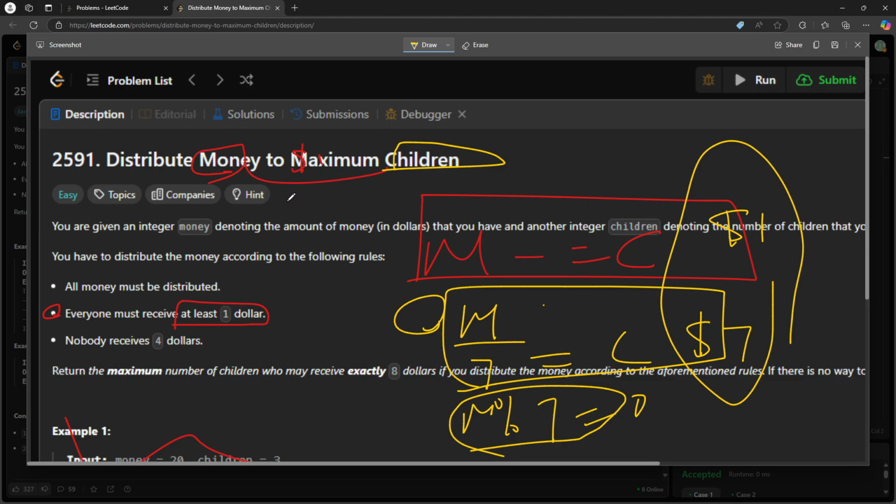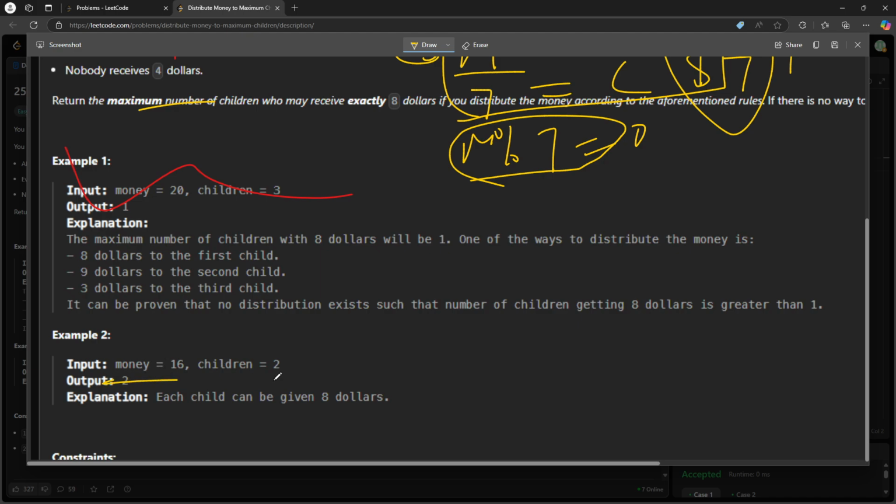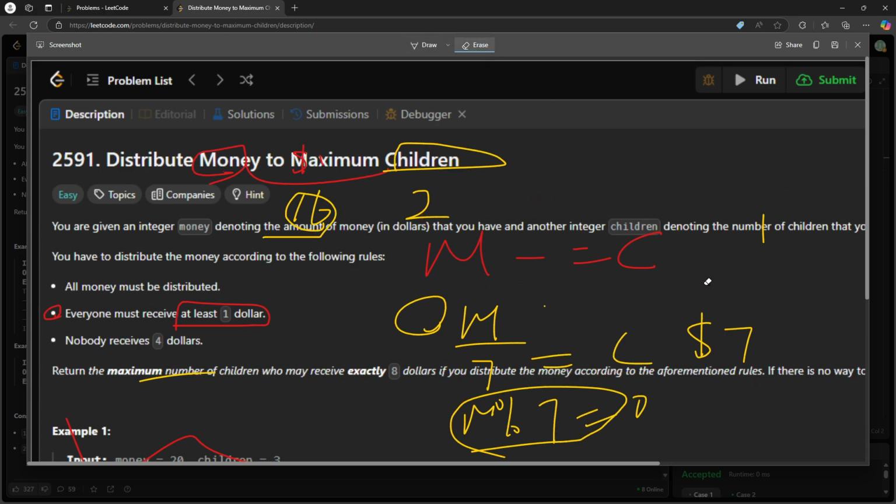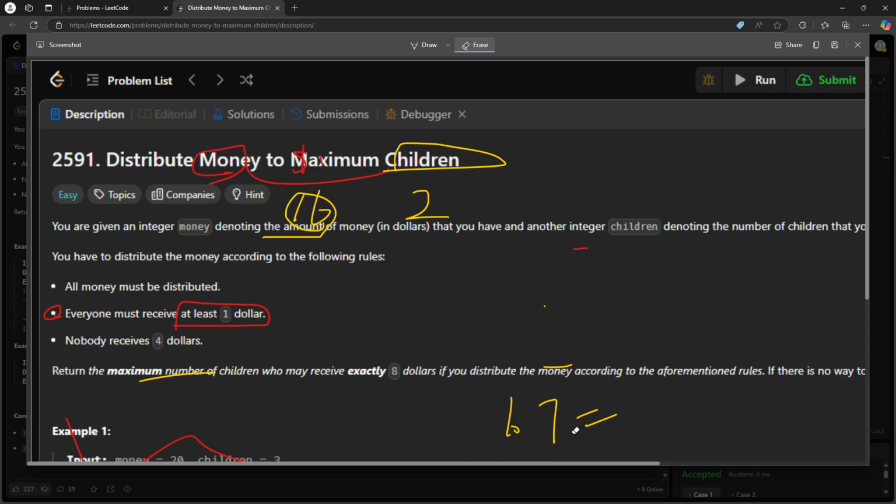So think about this. The money is 16, children is 2. So you distribute $8 for each child. So this will return 2 for the maximum, right? So yeah, 2 for the maximum. And then if you do the math, you can do so on, right? So again, this will be one scenario.